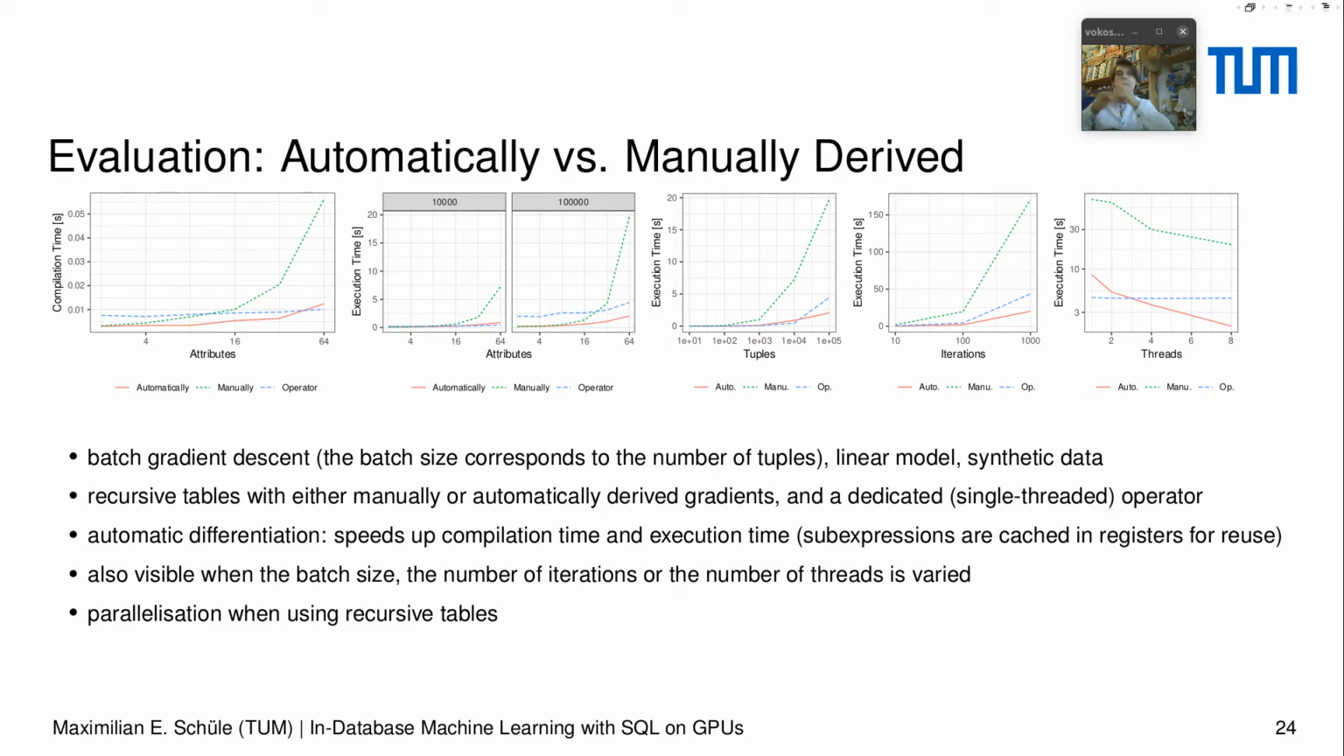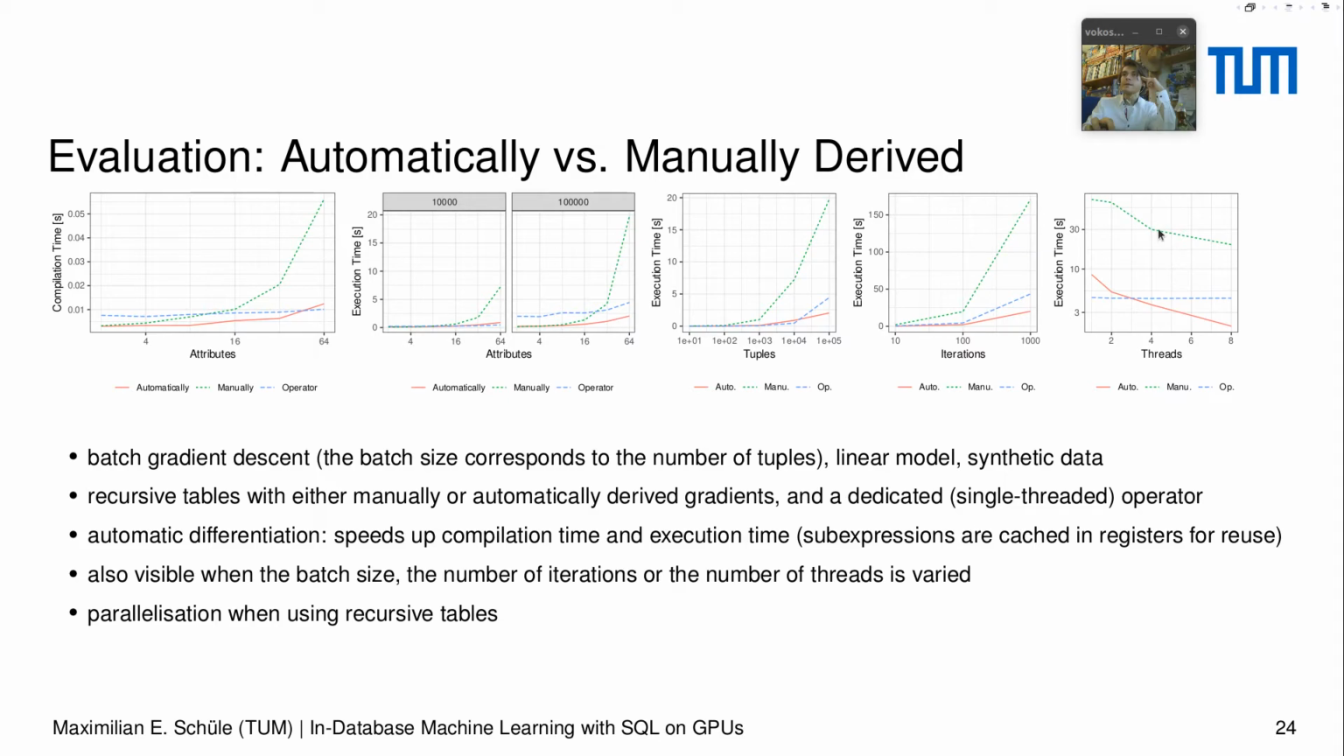And what we can see is that automatic differentiation speeds up compilation time and execution time. So we can see the compilation time, which is of course quite a bit smaller than executing our program, our SQL queries. And we can see that manually deriving needs a lot more time, for the compilation time as well as for the execution time. So 3 different cases. We have recursive tables as proposed with either manually or automatically derived gradients, and also we compared our dedicated single-threaded operator. What is also visible is that this performance difference, that manually derived operators perform worse than automatically derived gradients, is also visible when we vary the batch size, the number of iterations, or the number of threads.